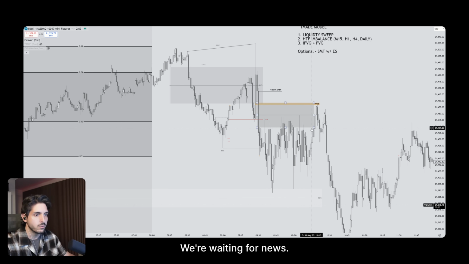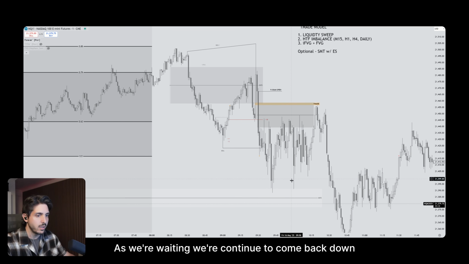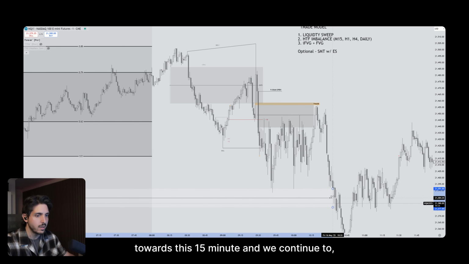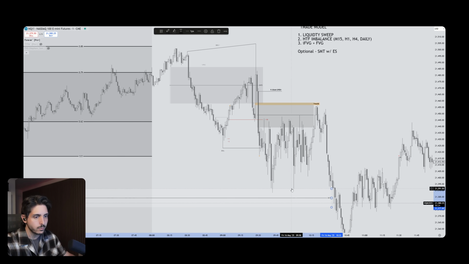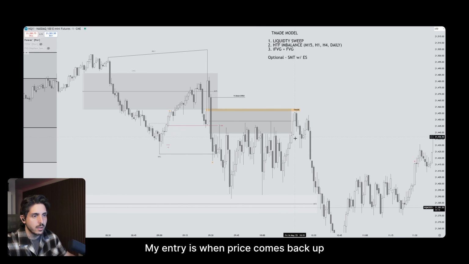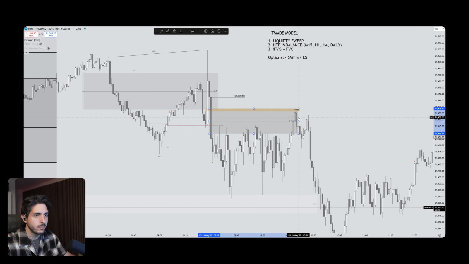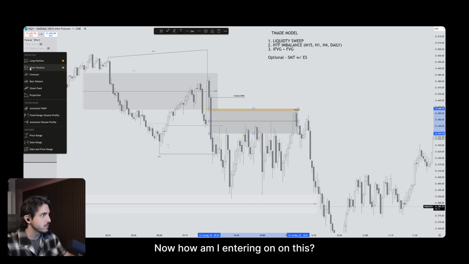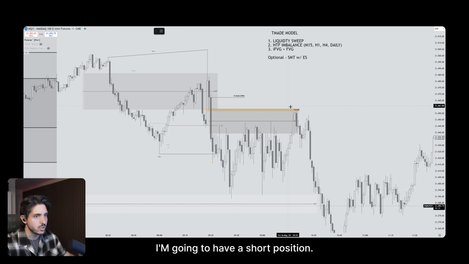We're waiting for news. As we're waiting, we continue to come back down towards this 15-minute, and we continue to hold price here, right? Okay, I'm still not in this trade. My entry is when price comes back up and taps towards the T-made. Now, how am I entering on this? I'm going to have a short position.